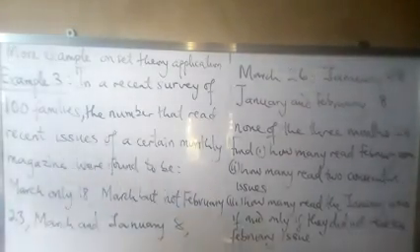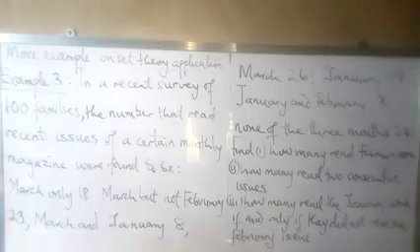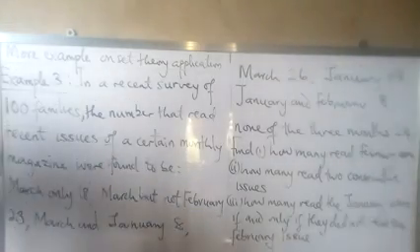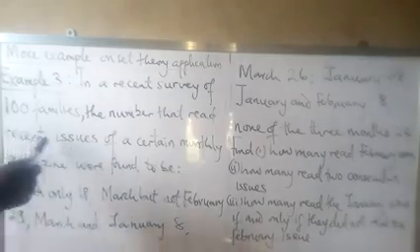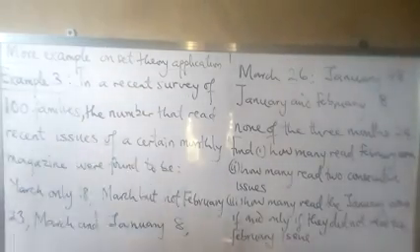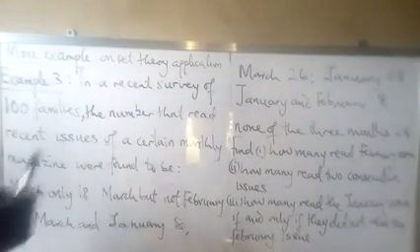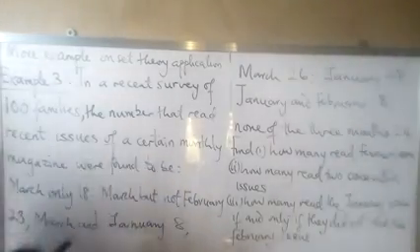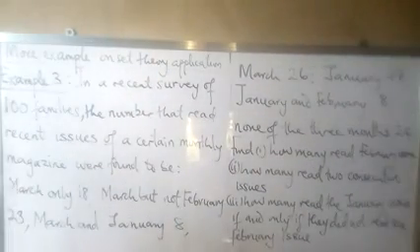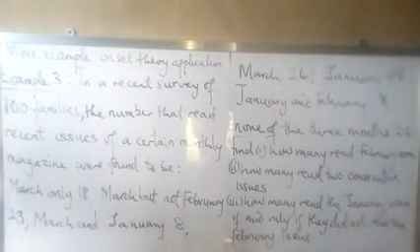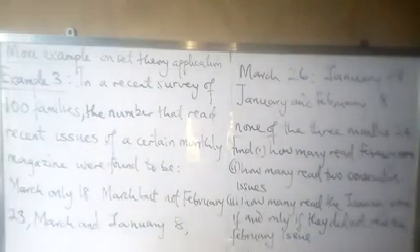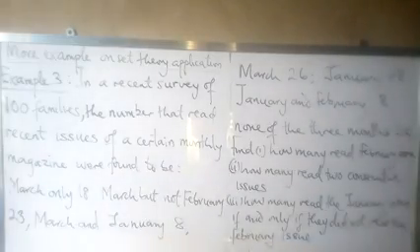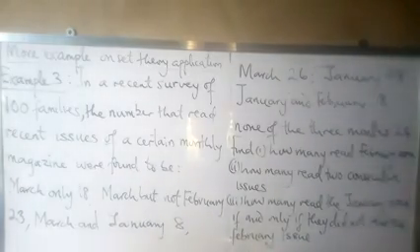Now, example 3. This is in continuation of the previous examples we've done in our previous videos. In a recent survey of 100 families, the number that read recent issues of a certain monthly magazine were found to be: March only 18, March but not February 23, March and January 8, March 26, January 48, January and February 8, none of the 3 months 24. Find how many read the February issue, how many read 2 consecutive issues, how many read the January issue if and only if they did not read the February issue, and so on and so forth.